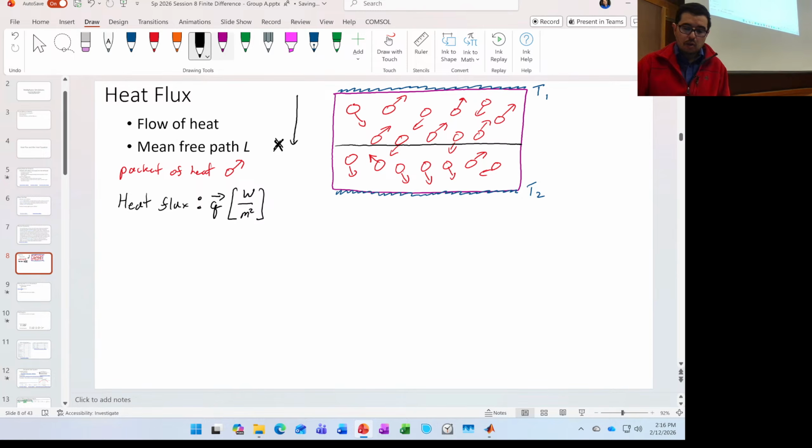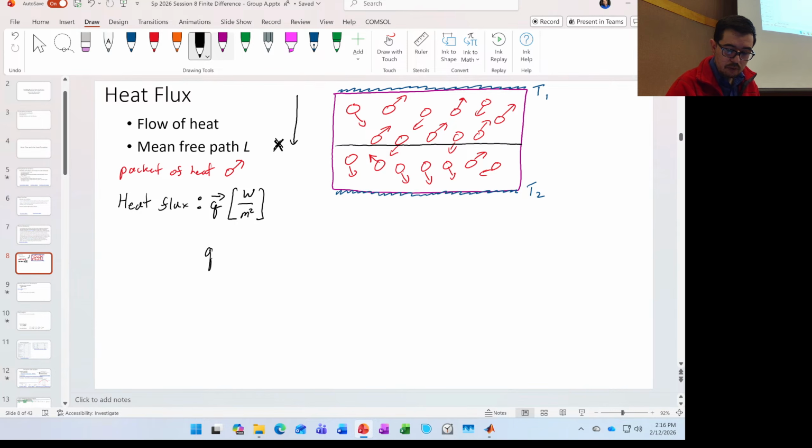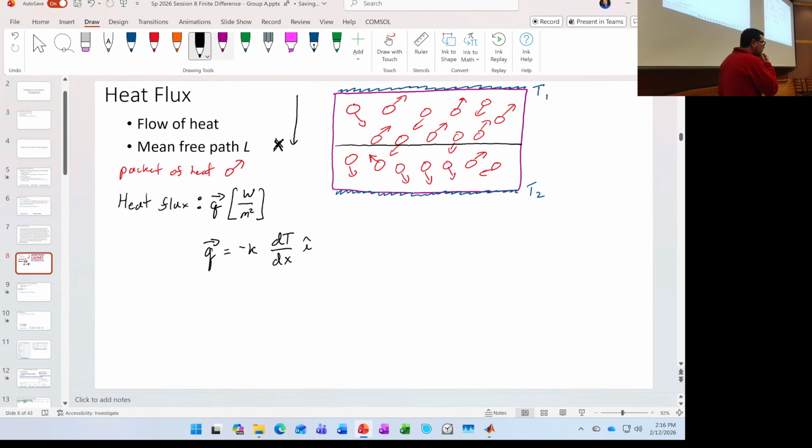And what essentially we're saying is that there is some type of value of the material, so how fast it allows the packets of heat to move, all right? And that we give by thermal conductivity. And then there is a derivative, and this is in 1D, so that's in the x direction. And there's a derivative of the temperature with respect to x.